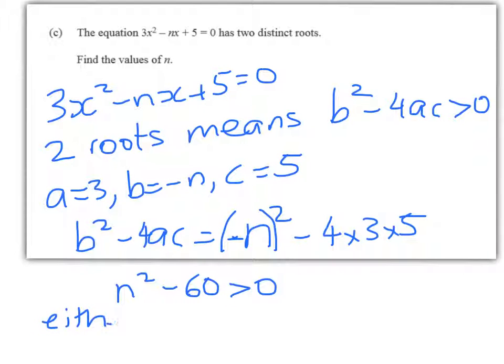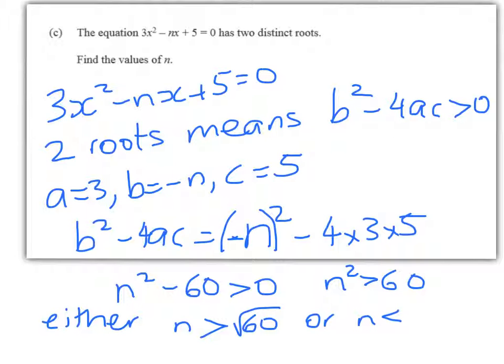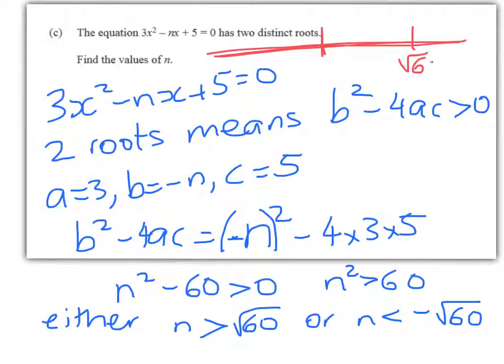either, so we have n squared is greater than 60, either n is greater than root 60 or n is less than negative root 60. Right, if you're not sure about that, think about your number line. For values above root 60, you'll get positive 60. But on the other side, for your values below negative root 60, you'll get positive values as well.